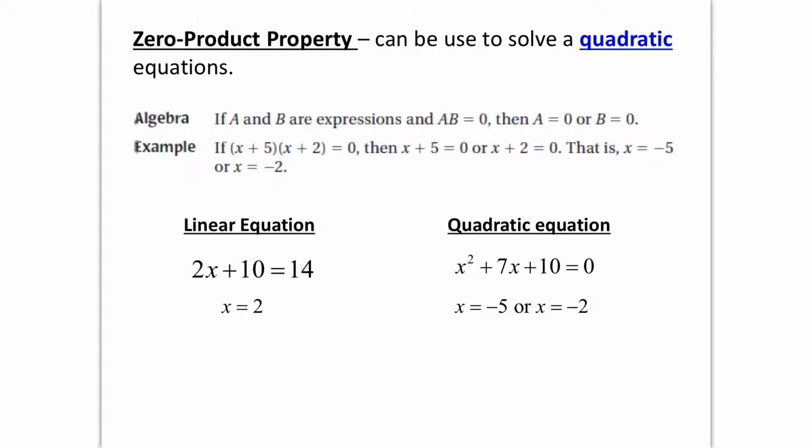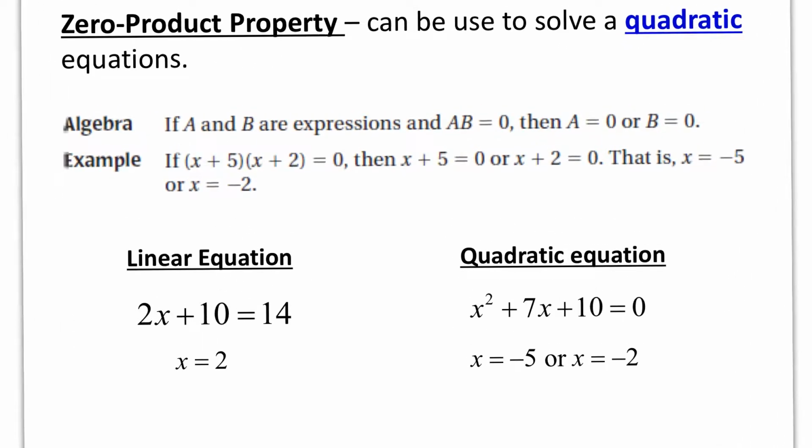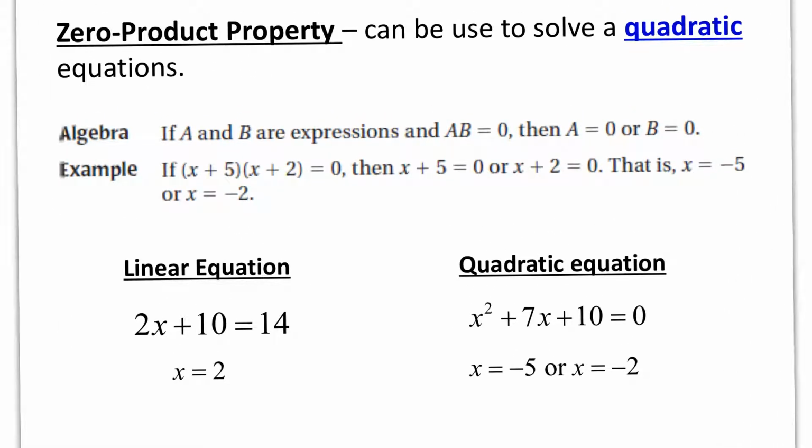One of the things we can use in order to solve a quadratic equation is the zero product property. Now here's the catch. In order to use this property, we must have factors of a polynomial equal to 0. So that's why I give you the definition of the zero product property on the screen, and an example of a quadratic equation. First, let's read the definition of the zero product property. You can use this property to solve a quadratic equation. If you're not sure what it is, that's why I have one down here.